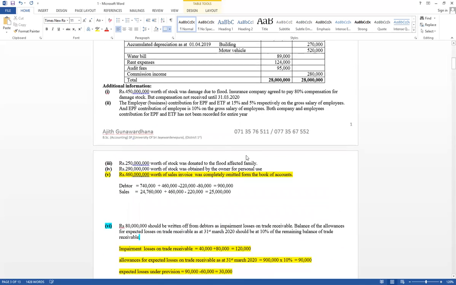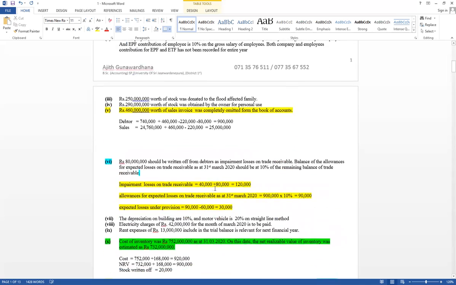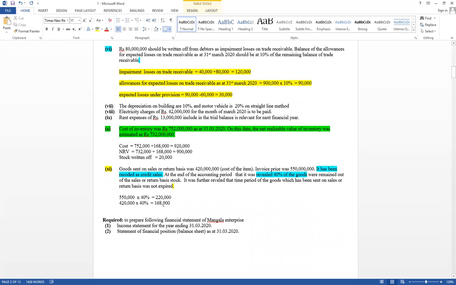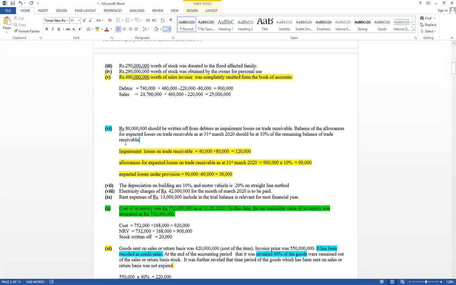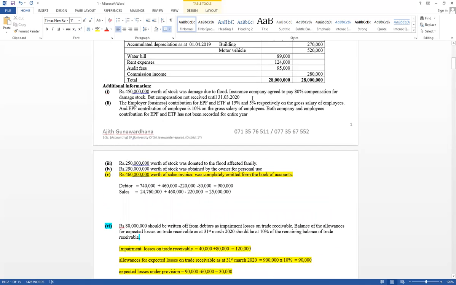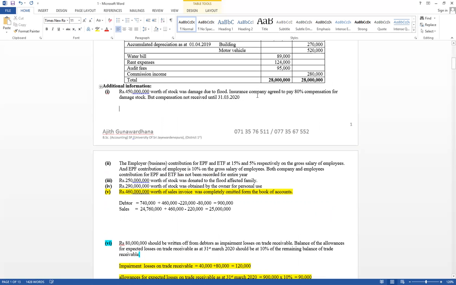Right. Then interrelated adjustment. Okay. All other adjustments should be done from the beginning. Then start with the first one. It has given 450,000 worth of stock was damaged due to flood. An insurance company agreed to pay 80% compensation for damaged stock, but compensation was not received until 31st March 20. There are 3 marks available.